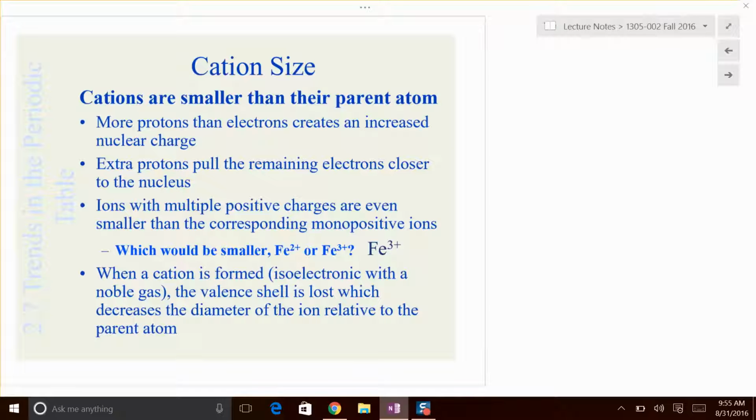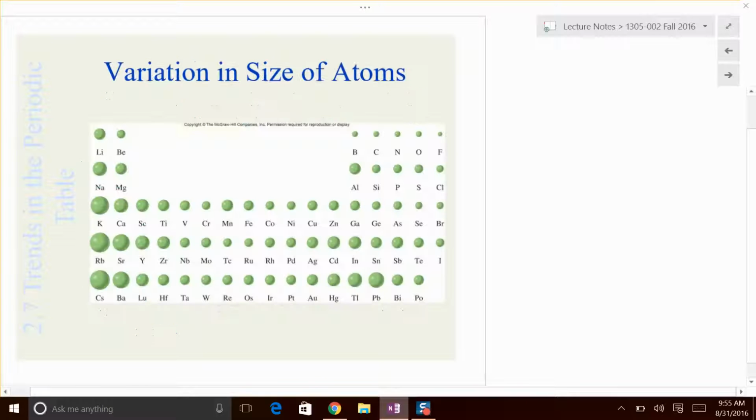So whenever I gain electrons, I get bigger. Whenever I lose electrons, I get smaller. Why? Because I have more protons than electrons. And also in the case of sodium, I lost an entire energy shell. So think about this example back here.